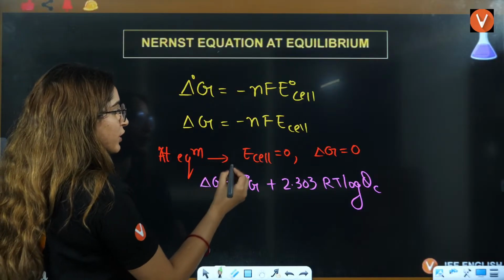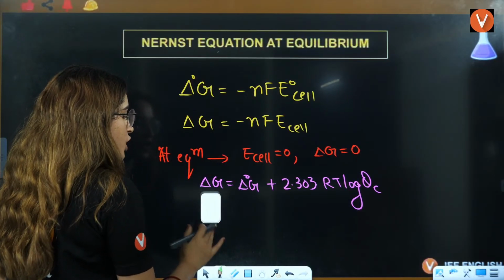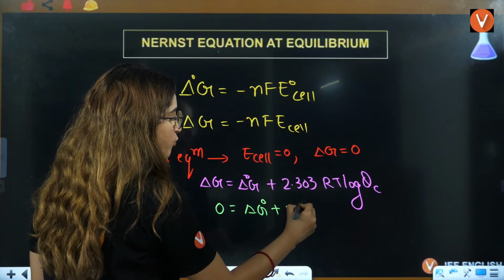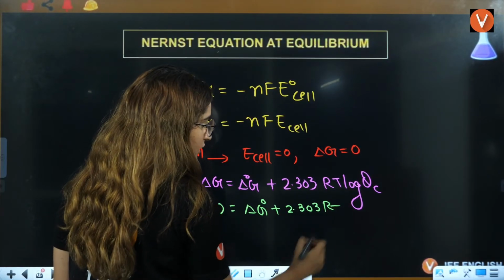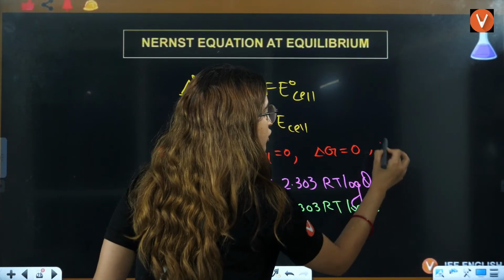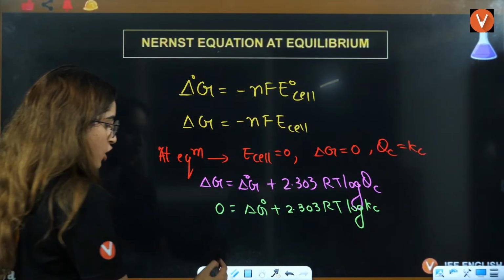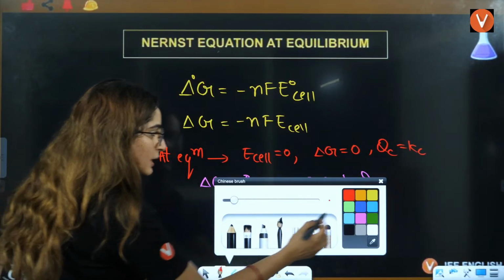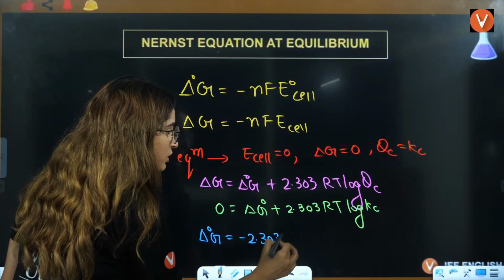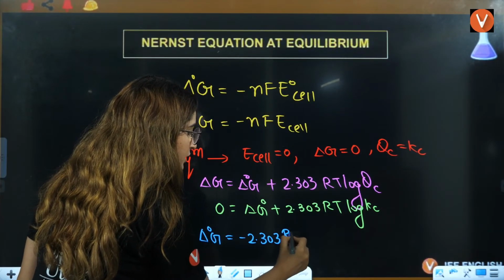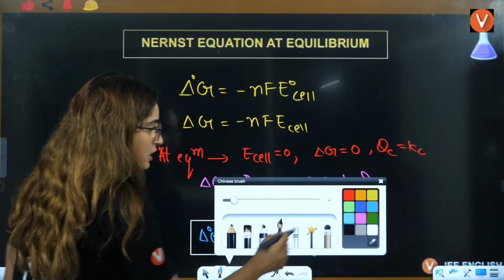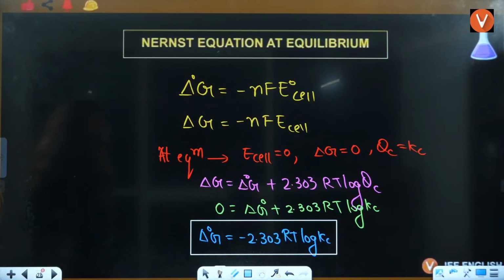Now, at equilibrium, we are saying that delta G is equal to 0. So this will become delta G naught plus 2.303 RT log of Kc, and Qc also becomes equal to Kc. So now can I say the final answer will be delta G naught is equal to minus 2.303 RT log of Kc. This is your next relation between equilibrium constant and Gibbs free enthalpy.